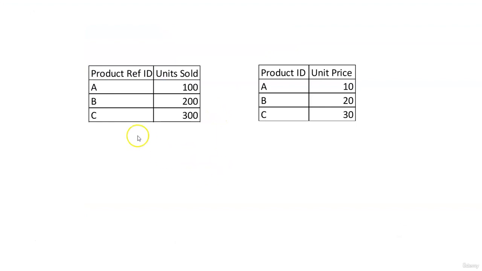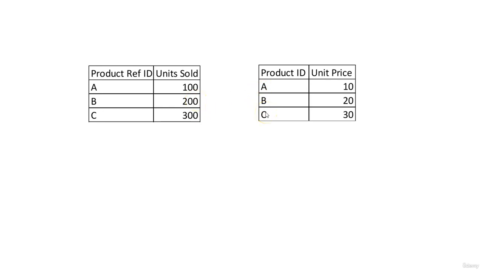Let us say there are two files or two tables or two worksheets containing sales information and unit price information. These exist as two different files. Both contain product ABC. They are called product reference ID in this file and product ID in this file. Both are essentially the same, but people have used different terminology. Now I want to find out the revenue for A, B, and C.